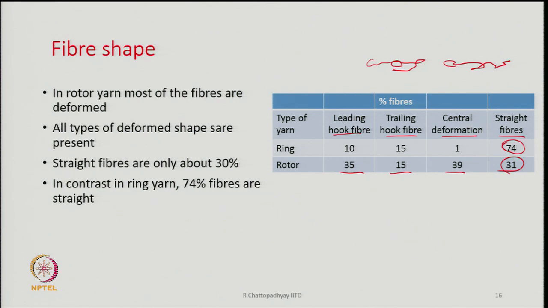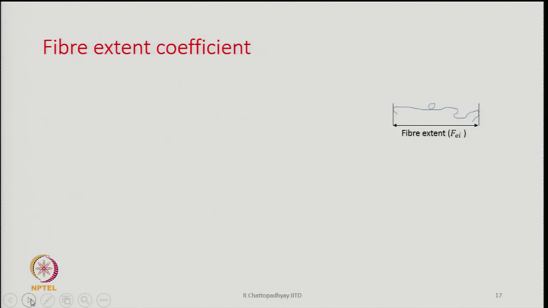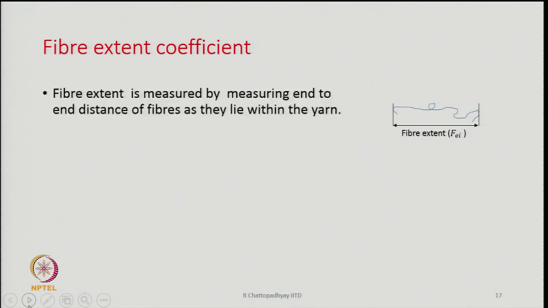Whereas, fibers in the case of rotor spun yarns are all basically crumbled, many of them deformed, and they behave like short fibers. Though their length is more if we straighten them out, because their effective length goes down, they behave like short fibers, and therefore the strength is less. That is one of the reasons. Now comes another important aspect, the fiber extent coefficient.